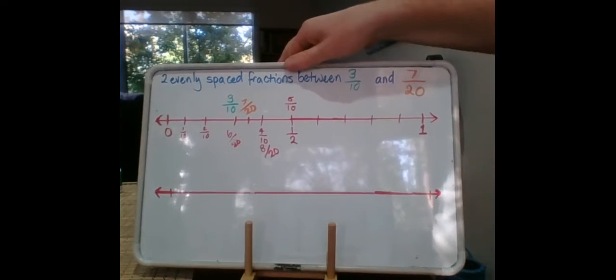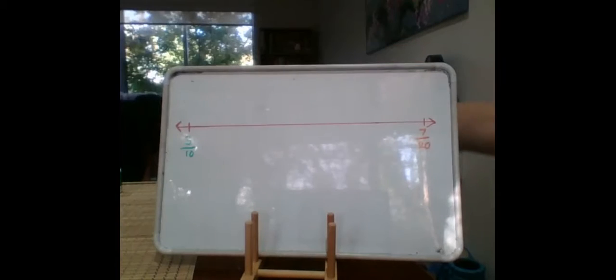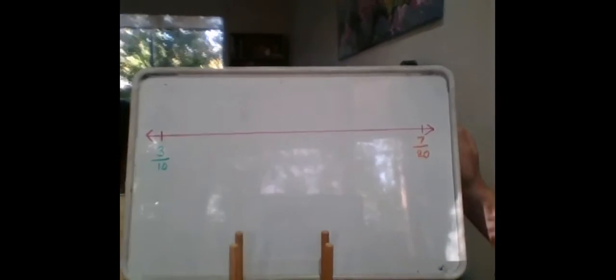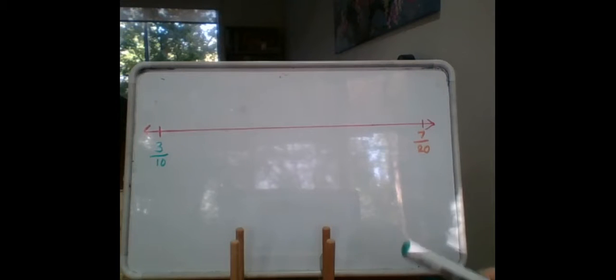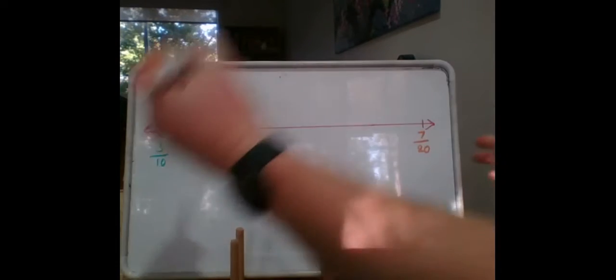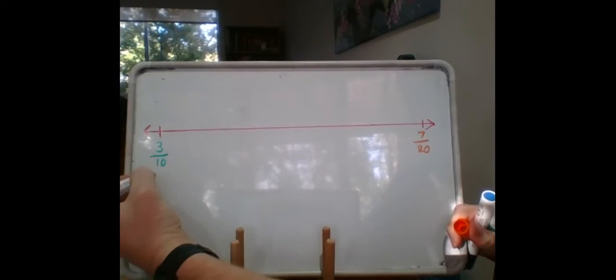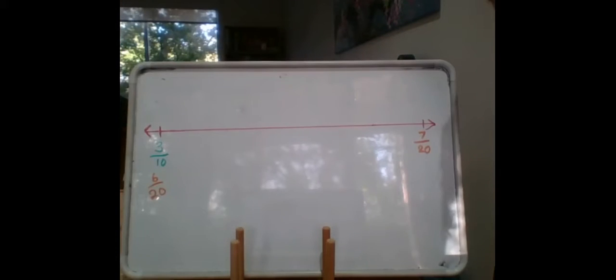However, what we can do is zoom in. And this time on my number line, what I'm going to put on the left is 3/10, and on the other side, I'm going to put 7/20. Now basically I've zoomed in. So what I can do to compare these fractions is, number one, make them both 20ths, so we can have a look at that. So 3/10, we said before, is the same thing as 6/20.